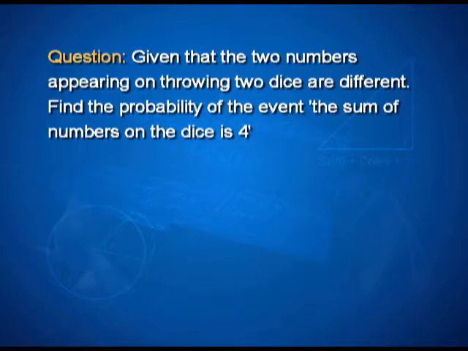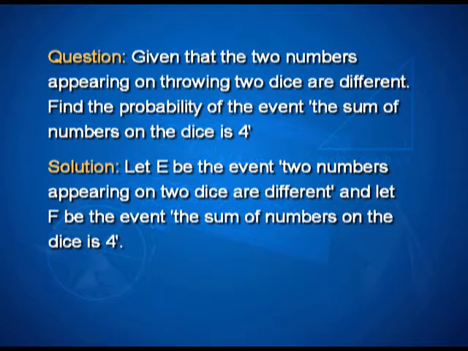Let's consider another application of conditional probability. The question says, given that the two numbers appearing on throwing two dice are different, find the probability of the event, the sum of numbers on dice is 4. The numbers appearing on throwing of two dice are different means non-doublets are appearing. So if I start with event E to be two numbers appearing on two dice are different and F as the event sum of numbers on dice is 4, then I need to find the probability of F given that E has happened.